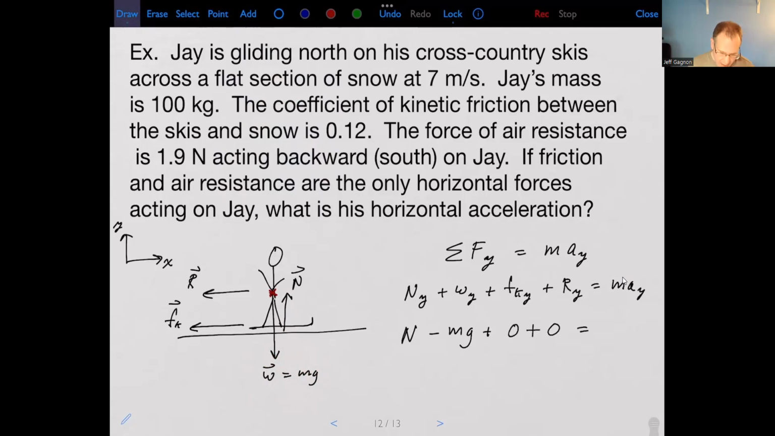And then since J is not moving off the surface of the snow, he's not moving in the Y direction at all, the acceleration in the Y direction is zero. So again, this just tells us that the normal force is equal to the weight, right? So the normal force is equal to J's weight in this case. So N equals mg. And then if we want, we can calculate this.